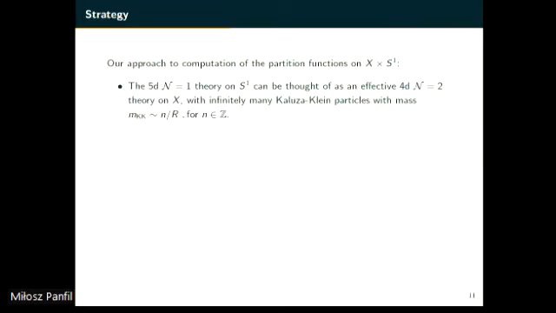So here is a summary of our approach to the computation of the partition function, the K-theoretic Donaldson invariant that I just mentioned. First of all, this 5D N=1 theory defined on a circle can be thought of as an effective 4D N=2 theory defined on a four-manifold X, but now with infinitely many particles with mass proportional to 1 over R. Here, R is, of course, the radius of the S1 circle.